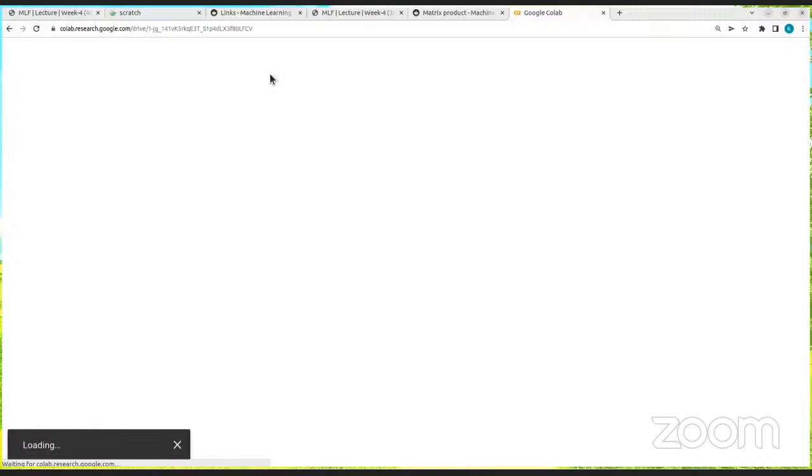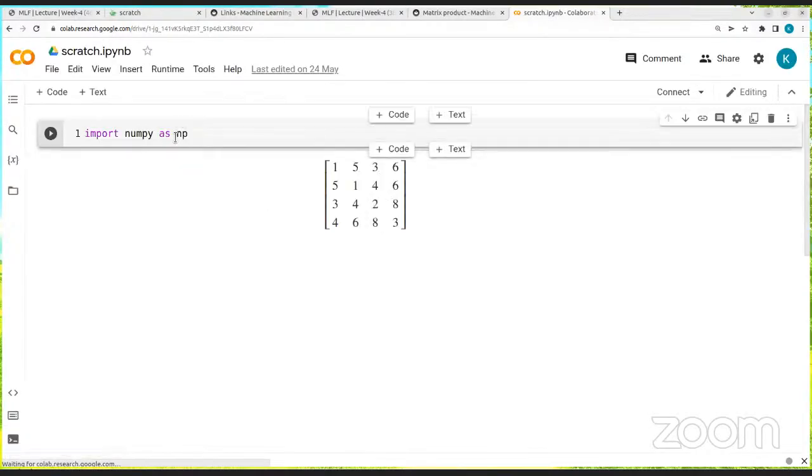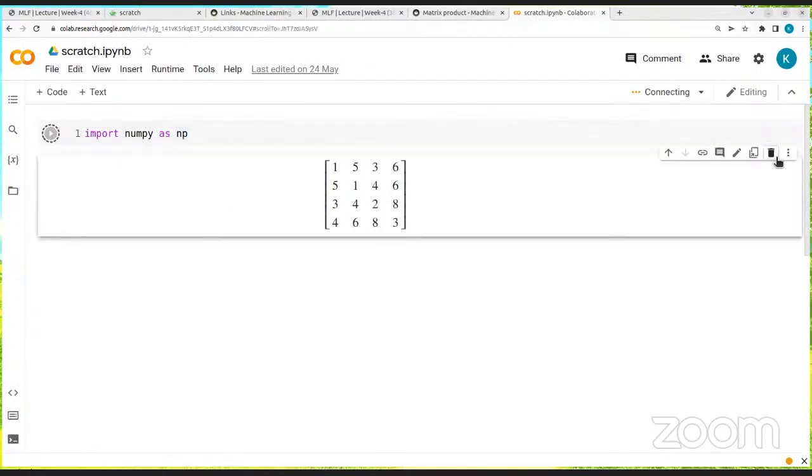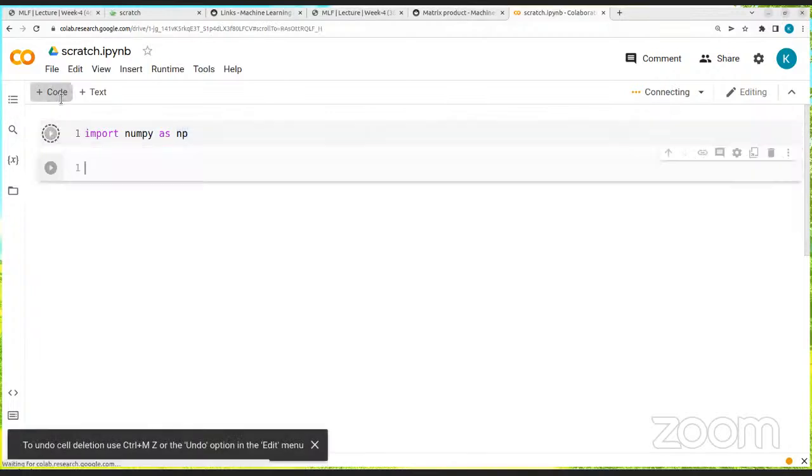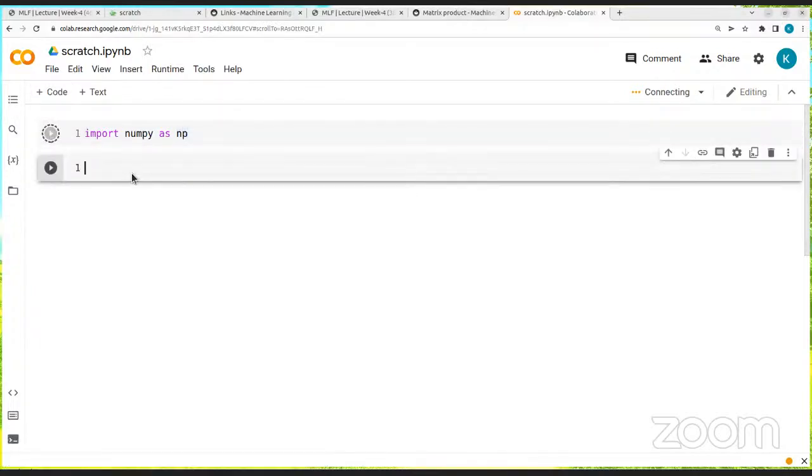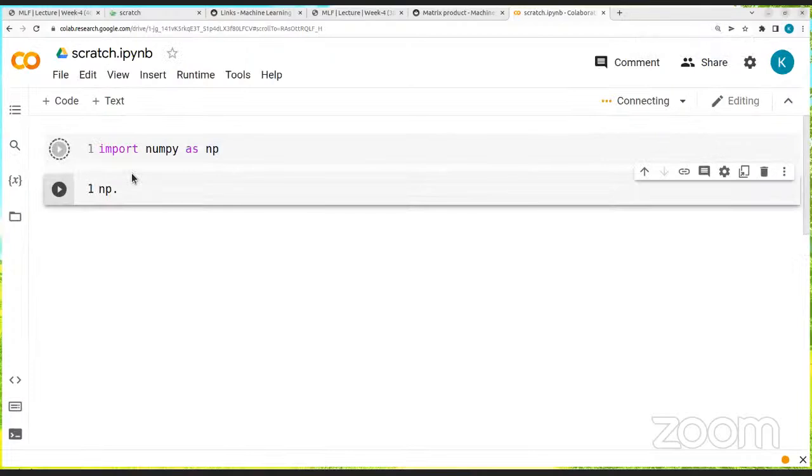Ideally MLF should have some programming also, but anyway. I would suggest that all of you learn NumPy as soon as possible, because in MLT you'll be doing a lot of NumPy. Let us try to compute this part. 1 minus root 5.